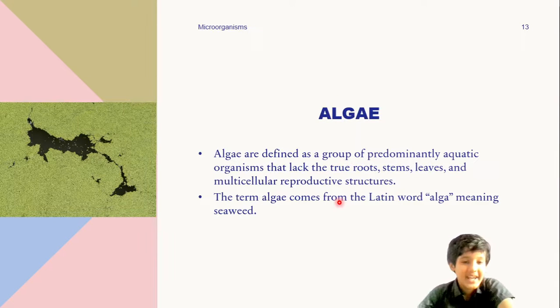And now algae. Algae are defined as a group of predominantly aquatic organisms that lack the true roots, stems, leaves, and multicellular reproductive structures of plants. They are predominantly green in color, but are also found in colors of bluish green. The term algae comes from the Latin word alga, meaning seaweed.